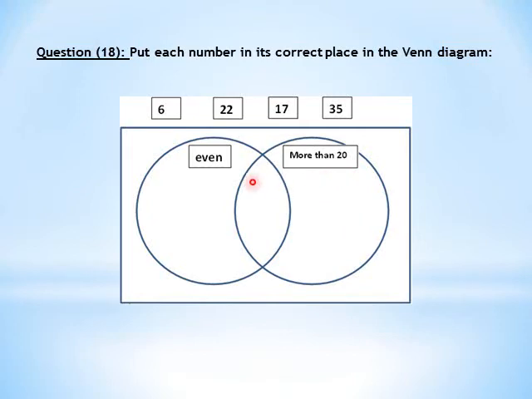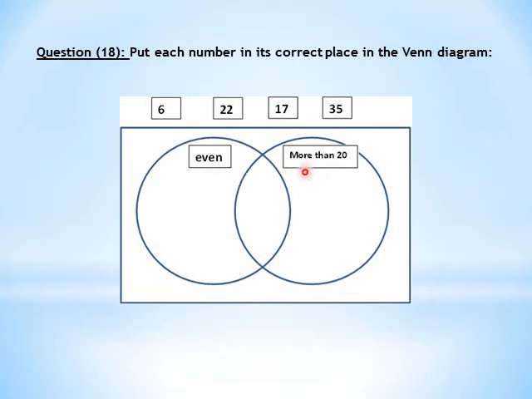Okay, what if I have a number that is both even and more than 20? Where shall I put the number? And I have to write each number only once. So I can't put it here and then put it here again. So I will use this part in the middle. This overlapping part is for numbers that are both even and more than 20.